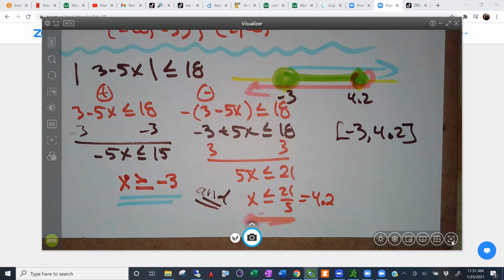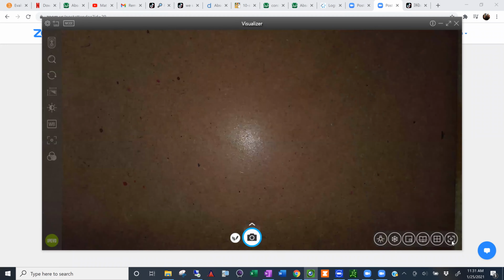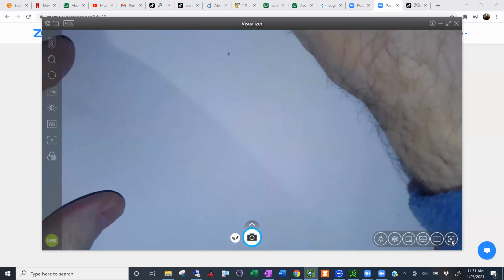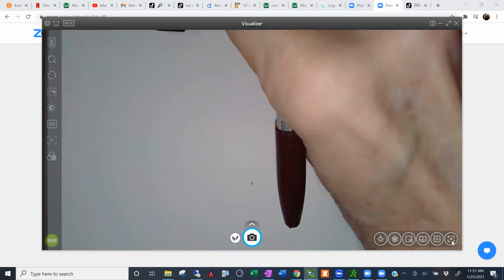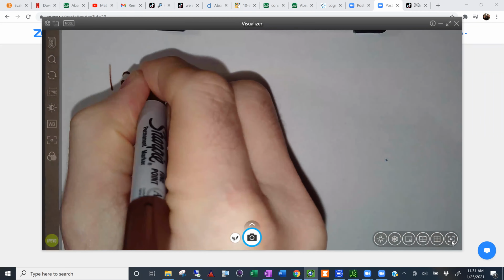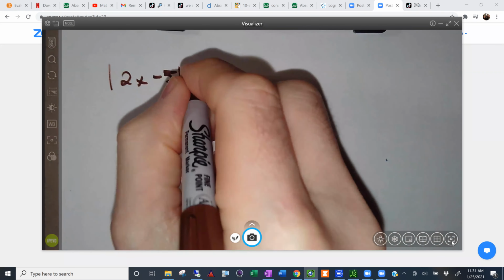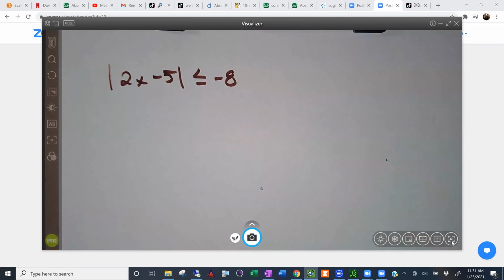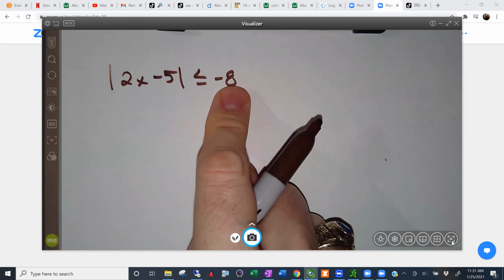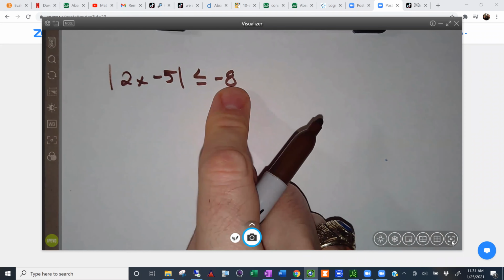Okay, 2 last special cases just to round things out so that you've got all of what you need. And that would be these. The absolute value of 2x minus 5 is less than or equal to -8. If you ever have a negative as part of an absolute value equation or inequality, stop and think. You might be able to save yourself a lot of time.